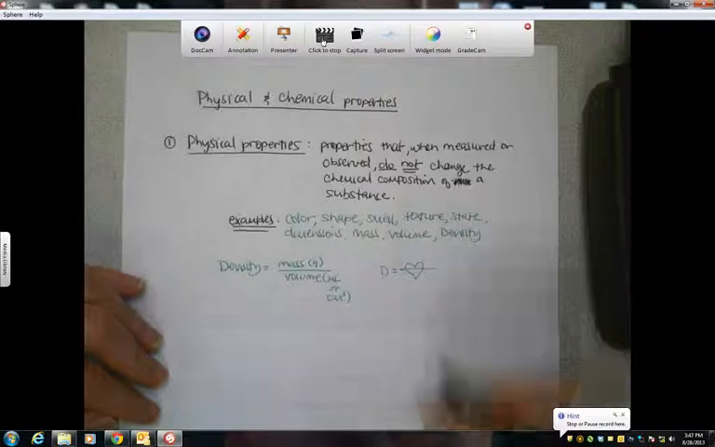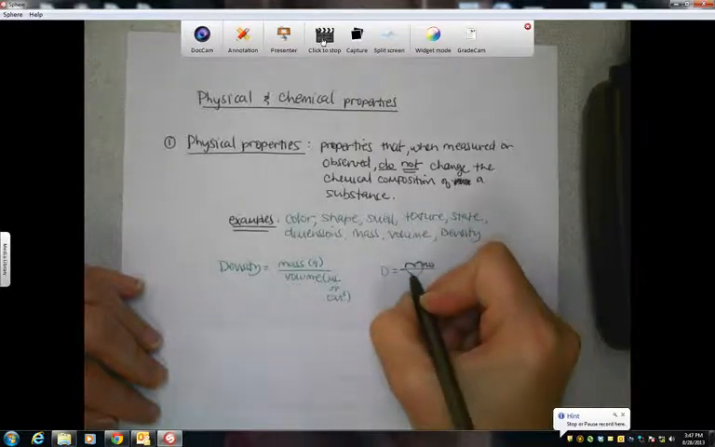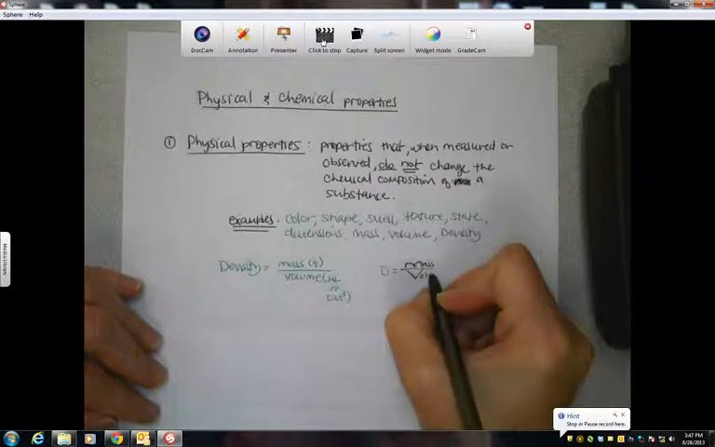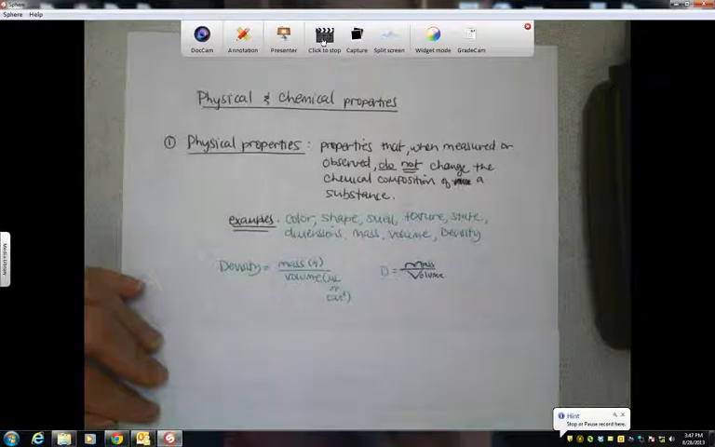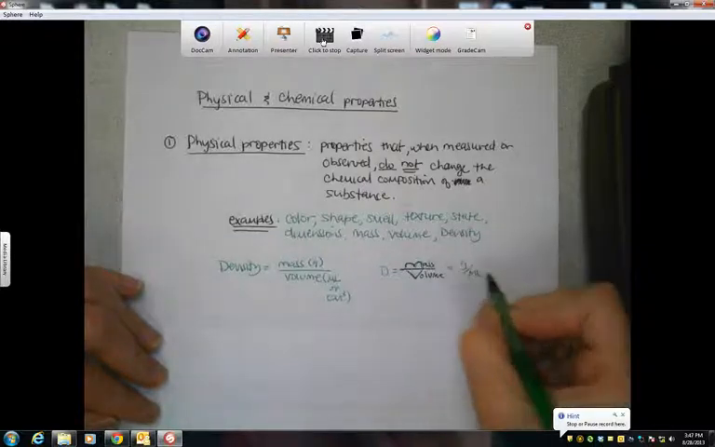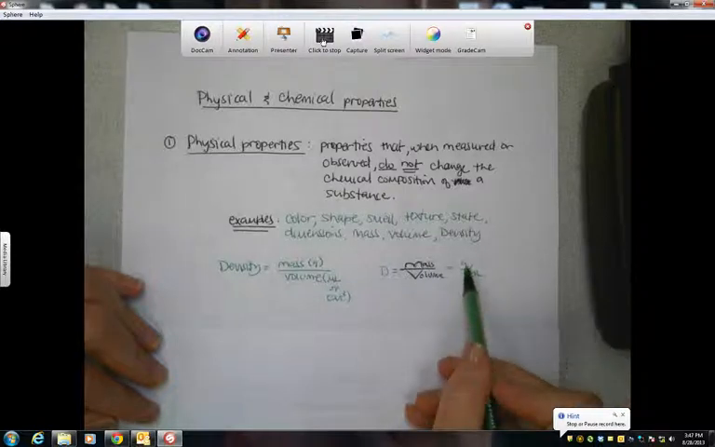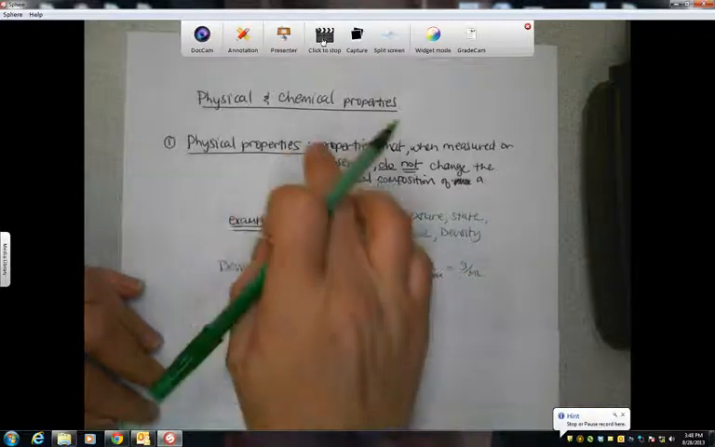And you'll notice the top part of the heart becomes an M for mass, and the bottom part becomes a V for volume. So you're dividing mass by volume. Remember the units on density, grams per milliliter, because you're dividing grams, mass, by volume in milliliters. So notice I kept density under physical properties.